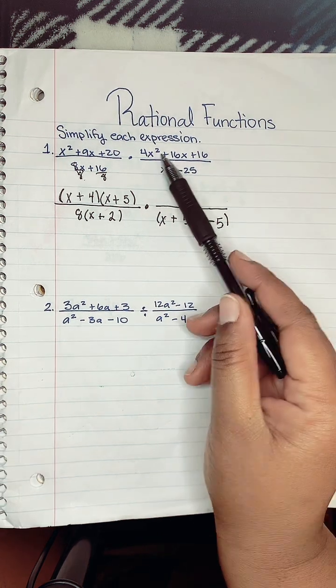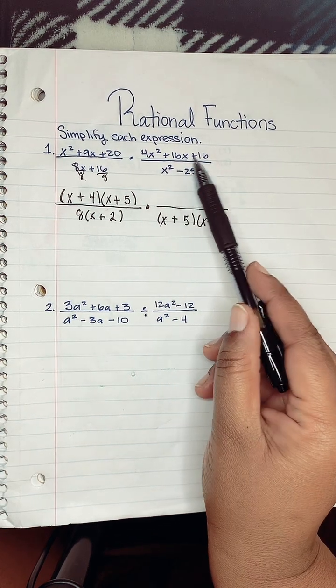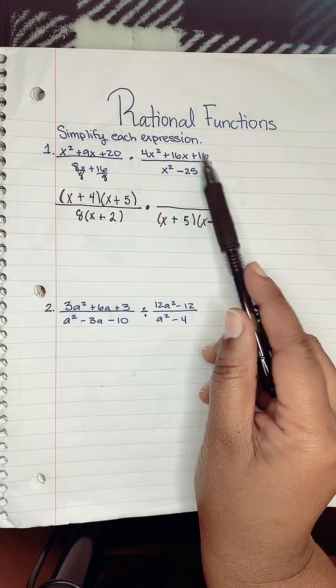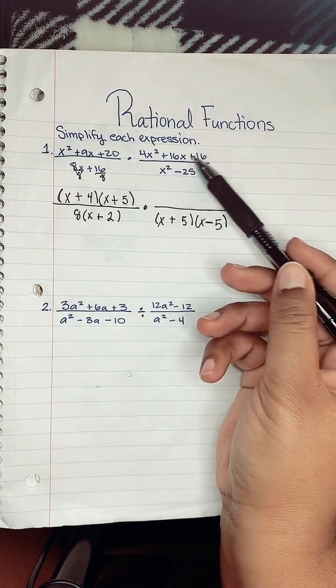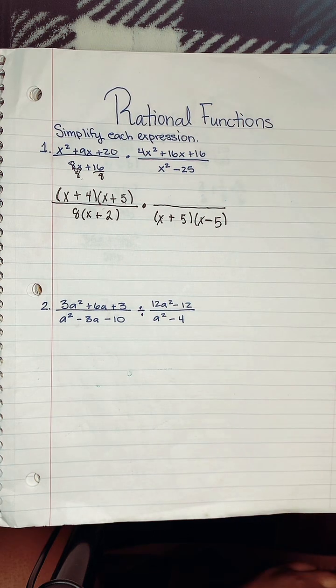Now, this one up here, we have a GCF. Does anybody know what the GCF is of this trinomial? What can we take out?